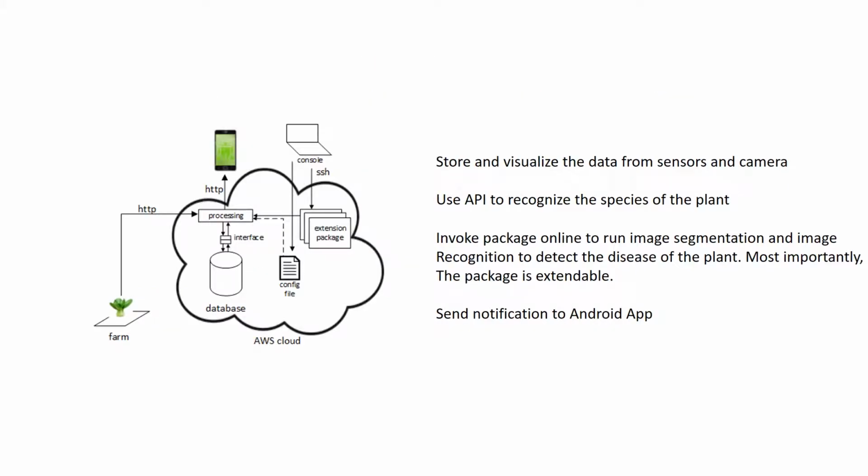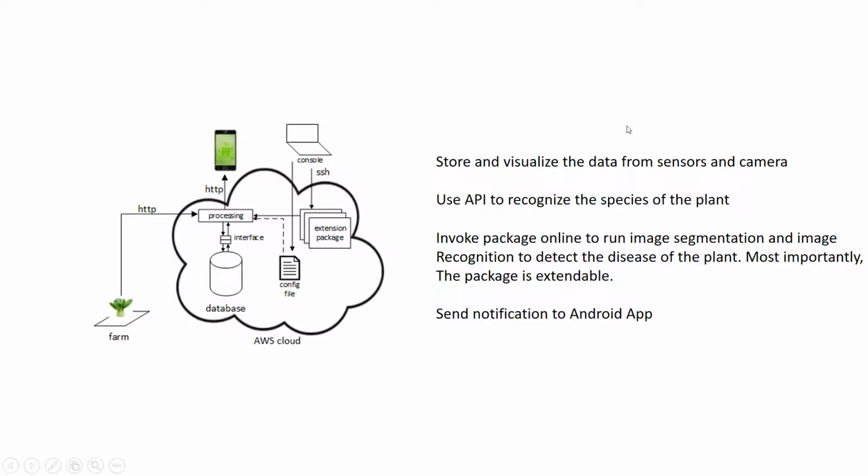The next subsystem is using the AWS cloud service to store data, and the other job of the AWS server is analyzing the image. We first recognize the species of the plants by calling an API on the internet. Then we call the specific analysis packages to segment the plants from the background of the image and perform disease diagnosis. The server will find the corresponding analysis packages for the species according to the configuration files. The packages and configuration files can be configured from the console offline.